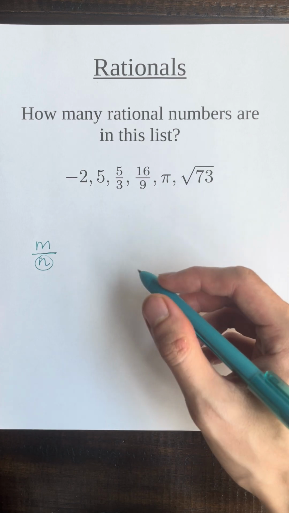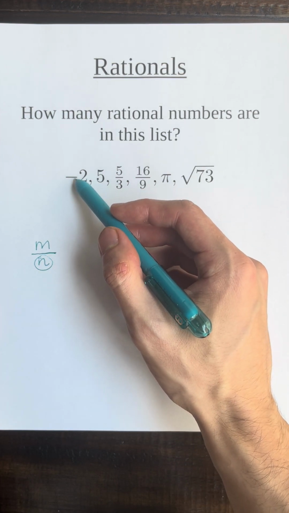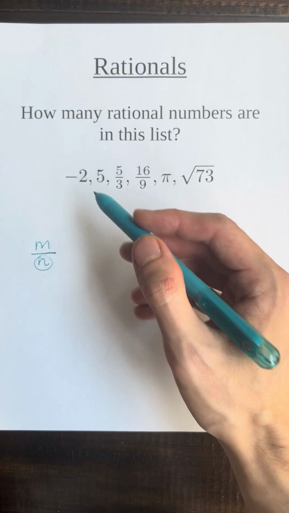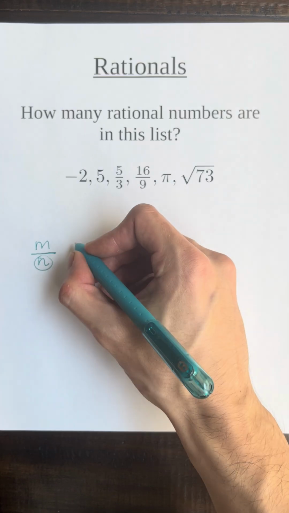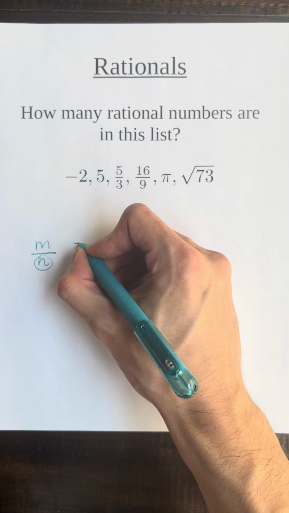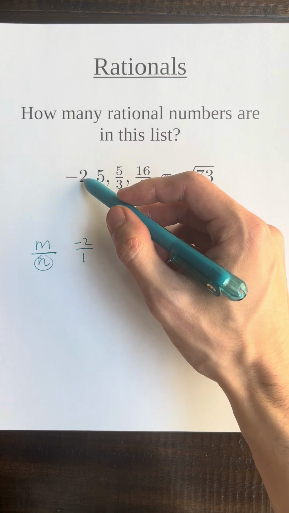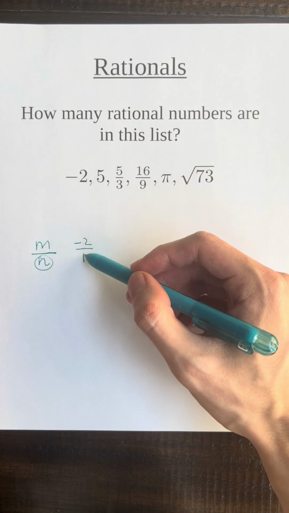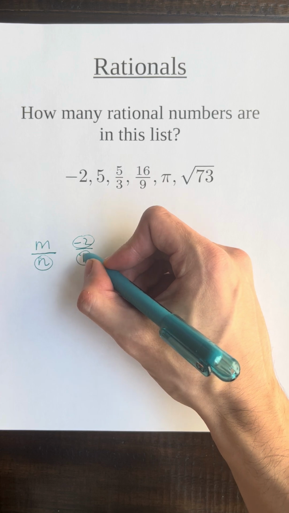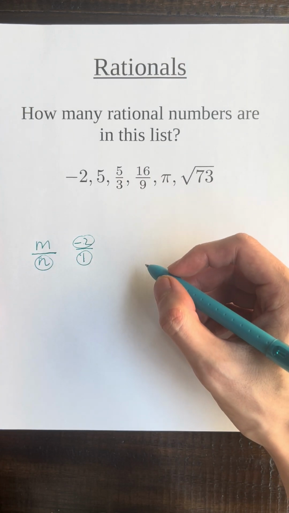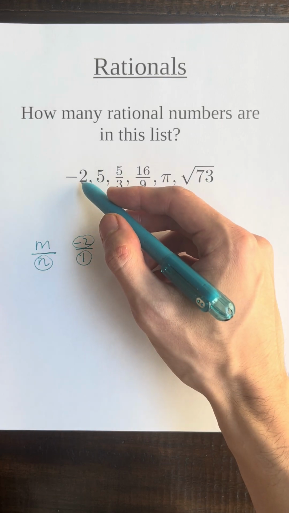Okay, so that's why, and now we're going to determine if -2 is rational. Is it? Well, we can write -2 as -2 divided by 1. -2 is the same thing as -2 divided by 1, and since -2 and 1 are both integers, then we're good. -2 is rational.